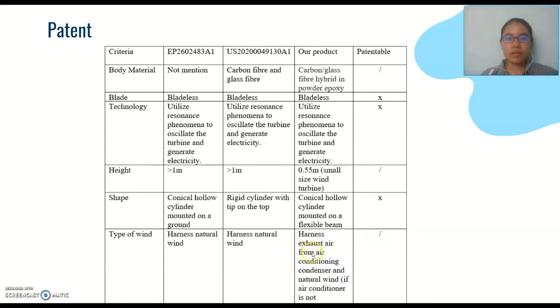And for the type of wind that we use, not only natural wind, but we also utilize the exhaust air from the air conditioning condenser, because if we solely depend on natural wind, it's not enough to generate electricity and not efficient since Malaysia has low wind speed. So what's different is that we use the waste air from the air conditioning condenser.